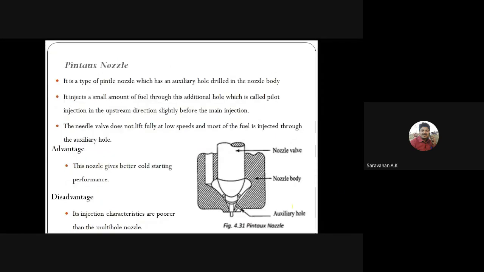Here you can see the auxiliary holes. The remaining parts are all the same, but here we have one more hole, and that hole is called the auxiliary hole, which is sideways in the nozzle. Why are we using this? It is good for the cold starting performance, right?